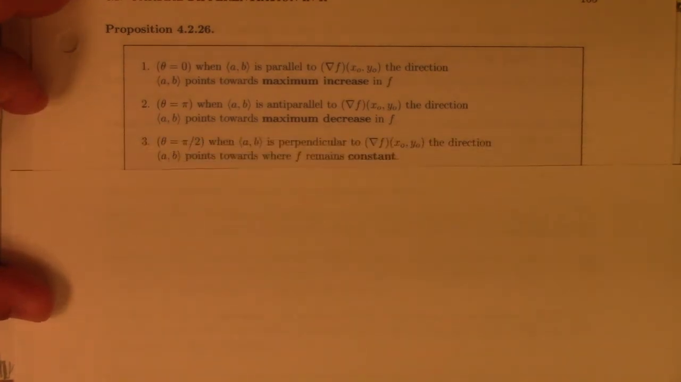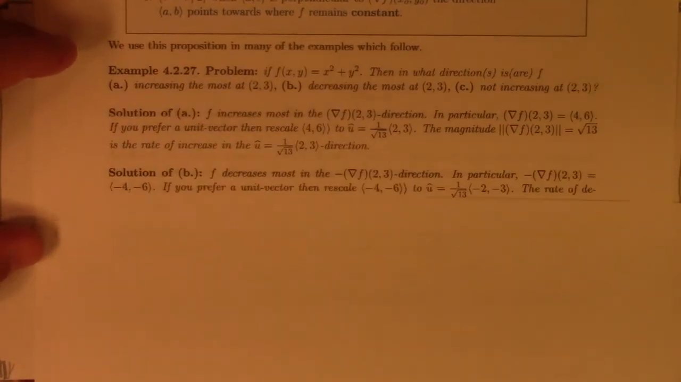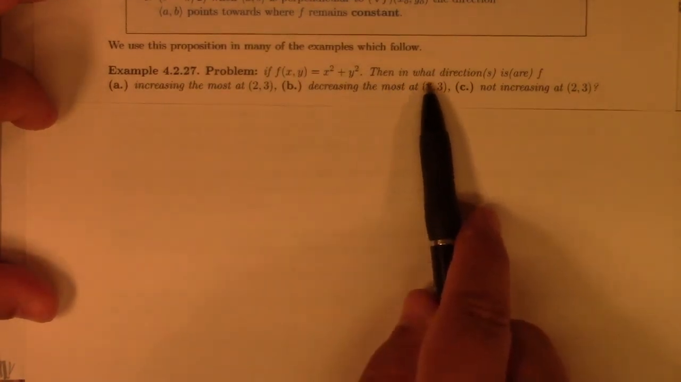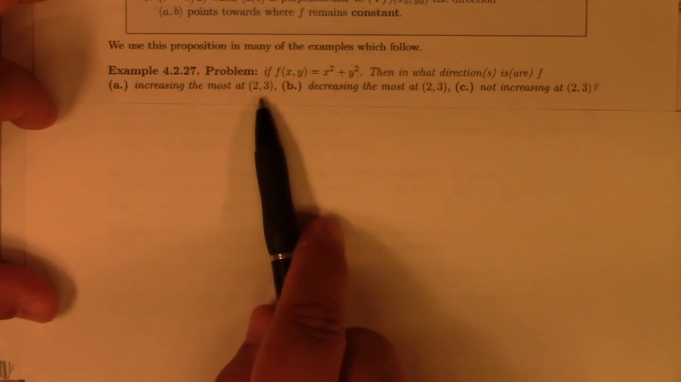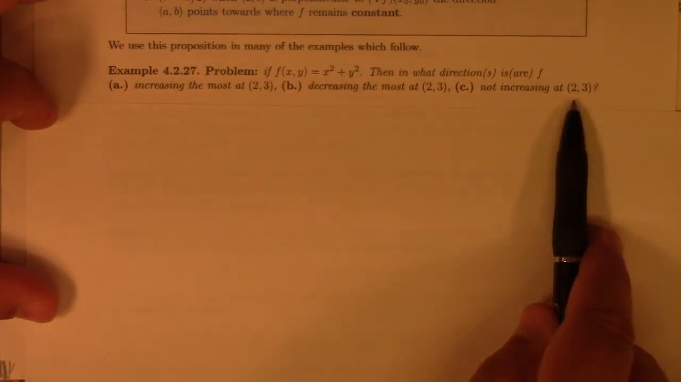If you go perpendicular to the gradient vector, you're going to make the change in the function 0, which is to say that you're going along a direction where this function stays constant. Okay? These 3 principles are going to help us to understand the geometry of level curves in a future lecture. So like x squared plus y squared, in which directions is this function increasing the most at 2, 3, decreasing the most at 2, 3, and not increasing at 2, 3, right?